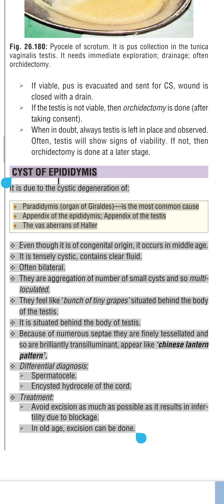Cyst of epididymis. It is due to cystic degeneration of the paradidymis, organ of Giraldes, which is the most common cause. Others are the appendix of the epididymis, the appendix of the testis, and the vas aberrans of Haller. Figures 26.179A and B.